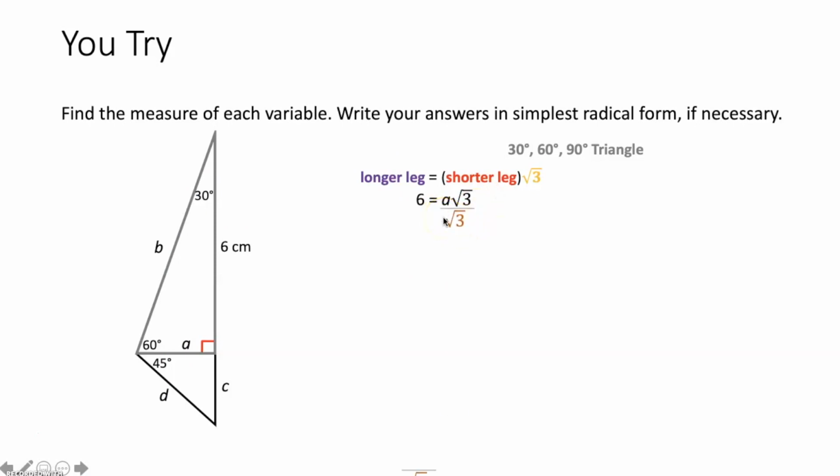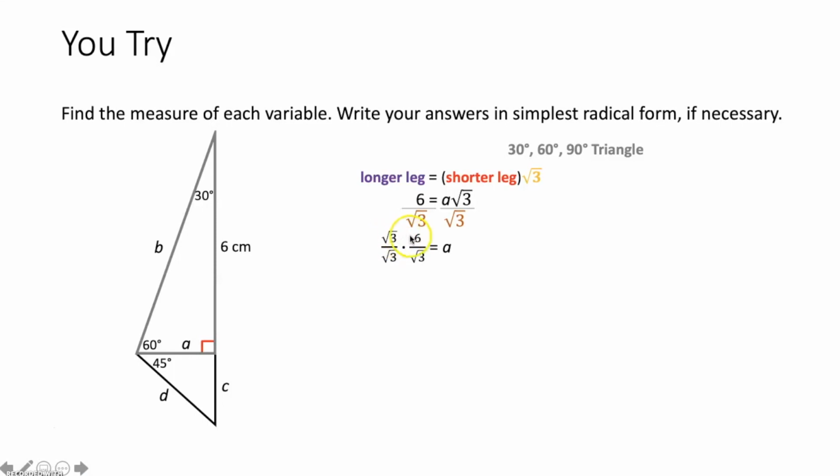So how do I solve for A? I divide both sides by rad 3, and over here the rad 3's cancel out. I get A is equal to 6 over rad 3. But I can't leave this with a radical in the denominator. I need to rationalize it. So I'm going to multiply the numerator and denominator by the radical that is in the denominator. I do that because this is a form of 1, so we're not really changing our fraction here, and it's going to get rid of this radical in the denominator because rad 3 times rad 3 gives you rad 9, and the square root of 9 is 3.